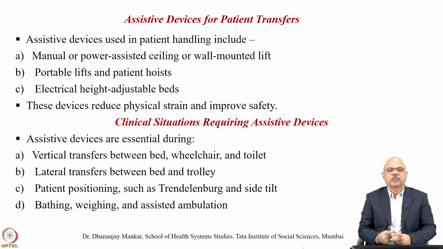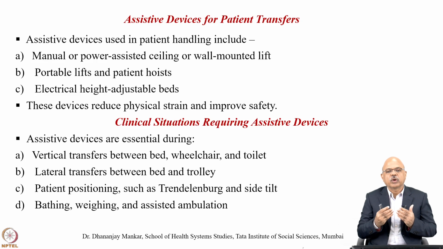Assistive devices for patient safety transfers. There are many assistive devices used in patient handling, including manual or power assisted ceiling or wall mounted lifts, portable lifts and patient hoists, and electrical height adjustable beds. These devices reduce the physical strain, improve safety, and also decrease the patient stay in the hospital.